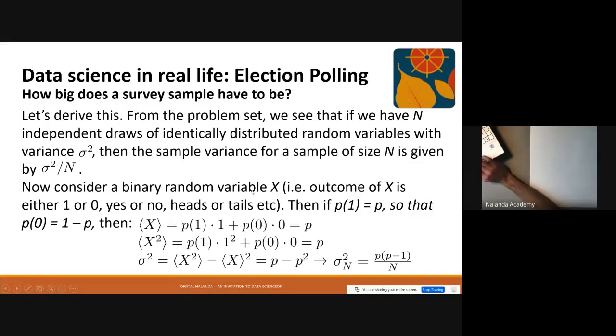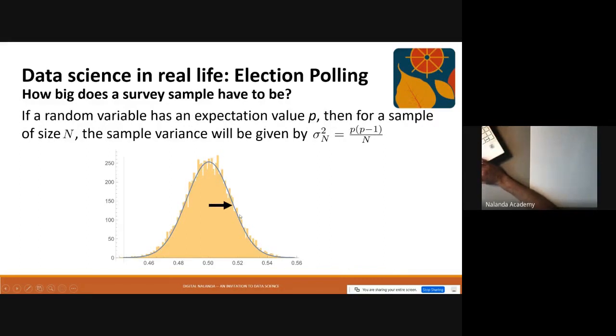And so therefore, the variance, sigma squared, is just p times (1 minus p). And then the sample variance, if we repeat this experiment n times, by this result, which we will derive in a second in the problem set, is just p times (1 minus p) divided by n. That's what we're seeing here.